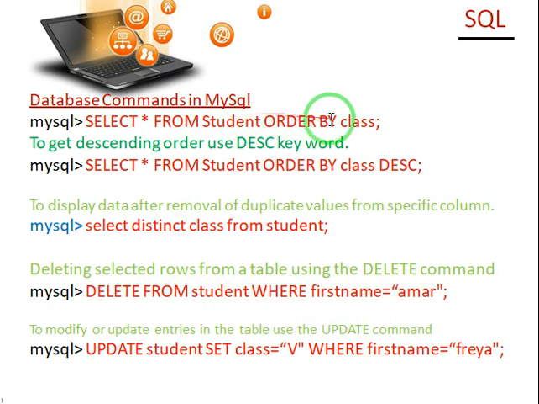Next is order by. We can use descending to get the values in a descending order. We can also use the distinct keyword, which only displays distinct data after removing duplicate data from the specified columns. Now we can also delete selected rows from a table using the delete command. We can update or modify the entries in the table. This is also once again very frequently tested in CBSE. So we update the table name, set the column name to something where something else. So these two basically are used to modify or make changes to the table.